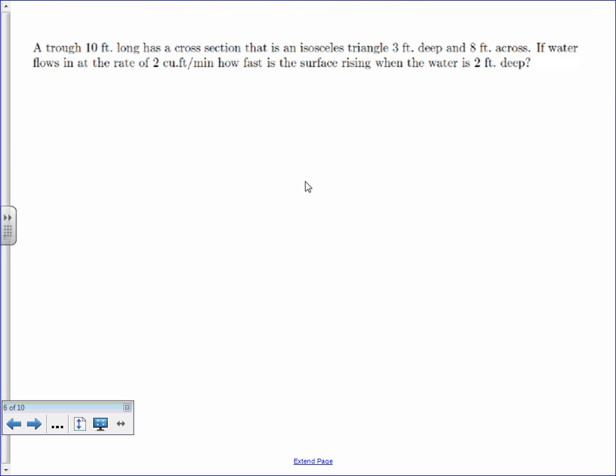One more problem. A trough 10 feet long has a cross section that is an isosceles triangle 3 feet deep and 8 feet across. So it's like a pig feeding trough here. Let's draw one of our faces here. It's got a triangular face, something like this. That's our trough, and it's got a triangular cross section.